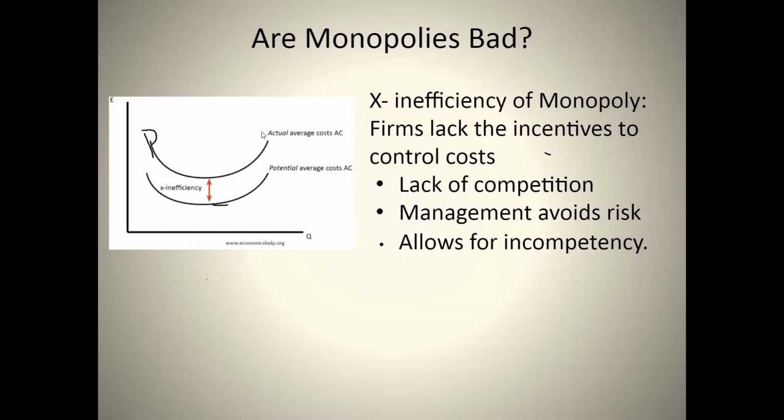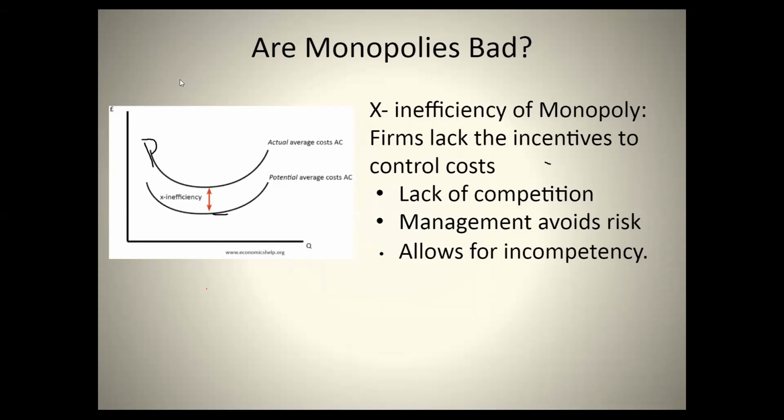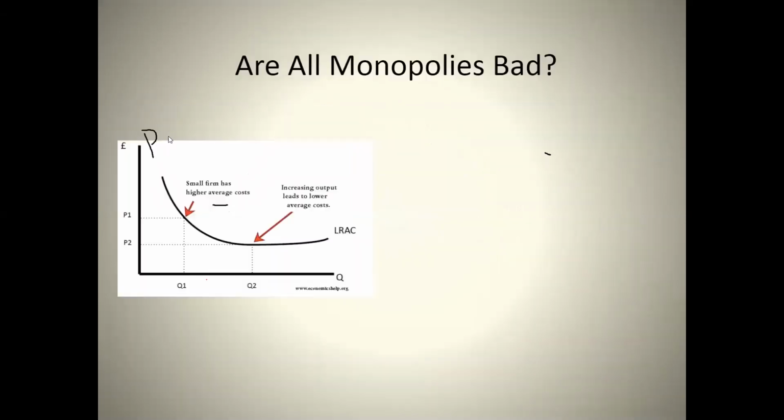What this graph here is showing you is average total cost. This top average total cost curve would be for the monopolist. But if it had competition, the average total cost curve would probably be lower, this lower average total cost curve. So we would say that monopolies oftentimes are producing on an average total cost curve that's too high because of a lack of incentive to control costs. Another aspect of monopolies, are all monopolies bad? Well, maybe not. Why would a monopoly not necessarily be bad?